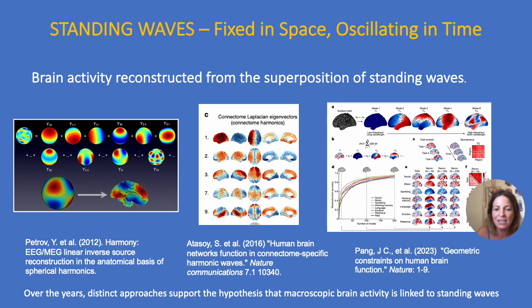So brain activity has been for some time proposed to be the result of the superposition of standing waves. This has long been proposed using EEG and MEG activity, using neurofield theories. So there are different approaches. For instance, here I'm showing a paper where they reconstruct into spherical harmonics that are then expanded to the surface of the cortex, showing that the functional networks we observe may be the reflection of a standing wave.